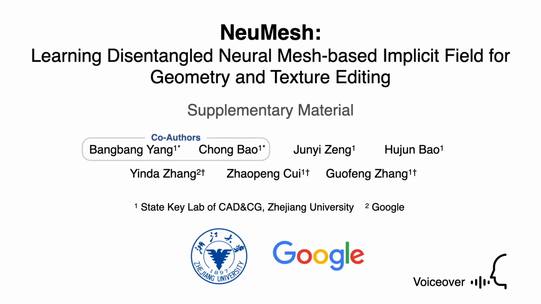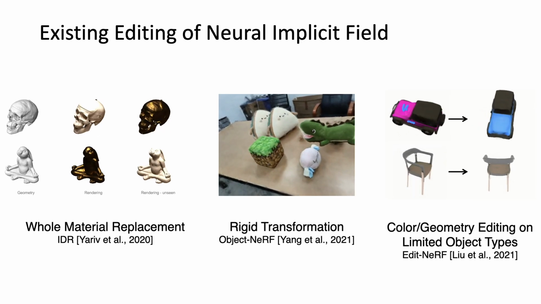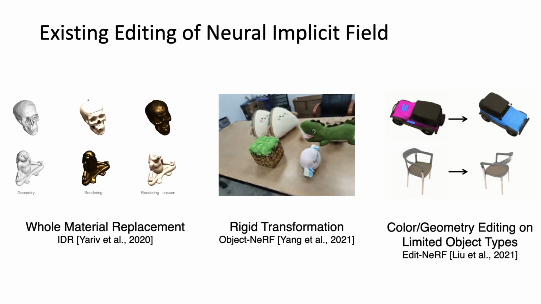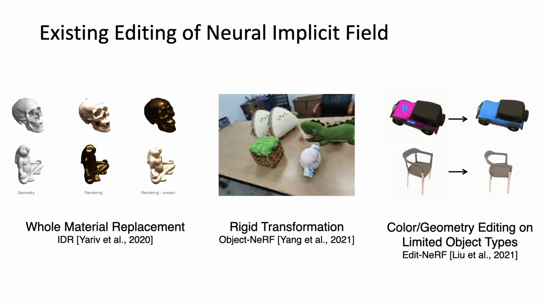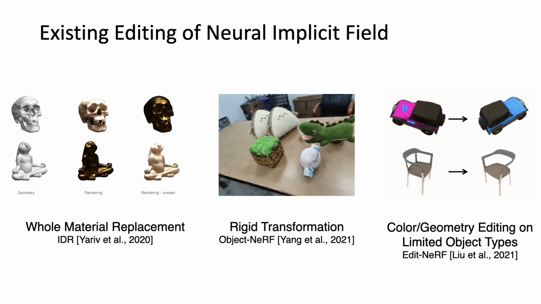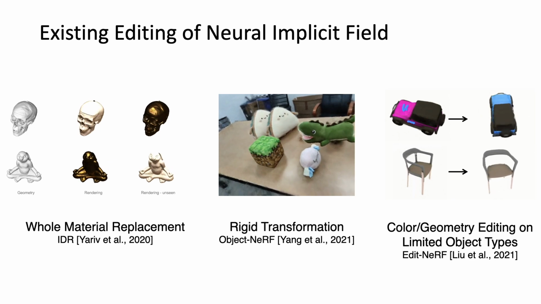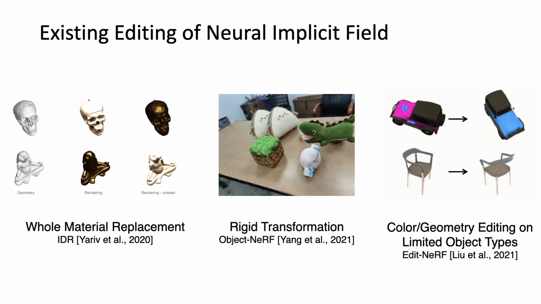In this video, we present our paper, NeuMesh, Learning Disentangled Neural Mesh-Based Implicit Field for Geometry and Texture Editing. Neural implicit field has achieved great success in 3D reconstruction and view synthesis. However, existing methods for editing purpose are quite limited, such as whole material replacement, rigid transformation, or color and geometry editing on certain object types.